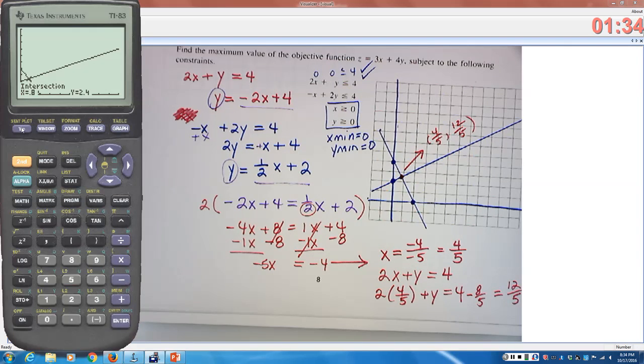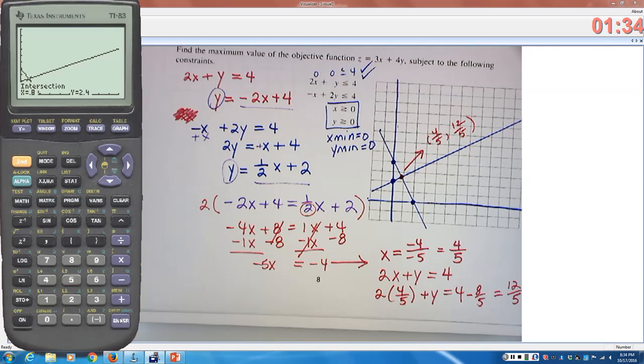If you really want it as fractions, and I don't care if you use decimals, that's fine with me, you say x, math, frac, and it'll give you x. And then alpha, y is on the number 1 key. Math, frac, and it'll tell you the fractional values, but I like the others just fine. They're just as good. So there's your intersection point.